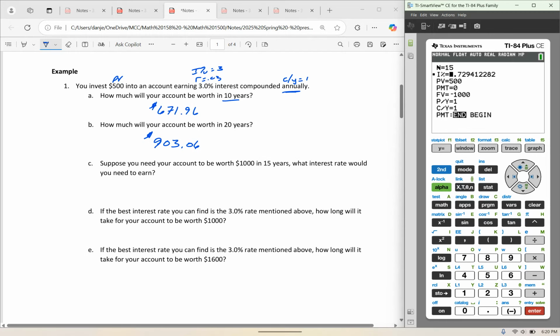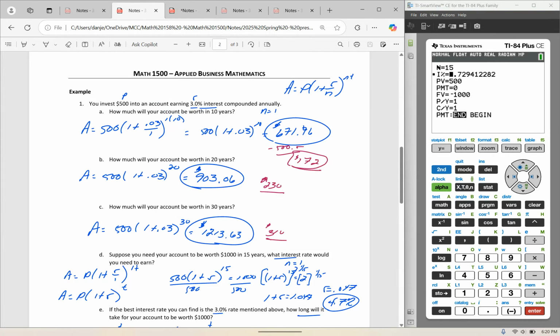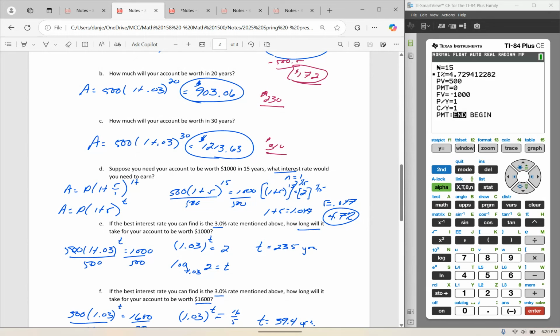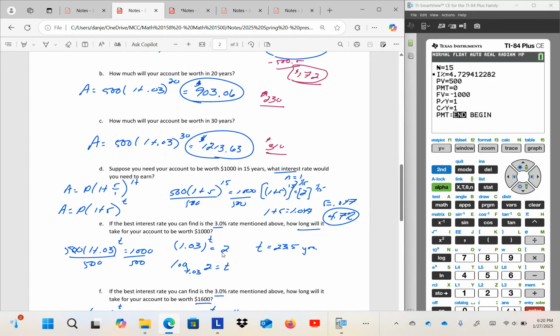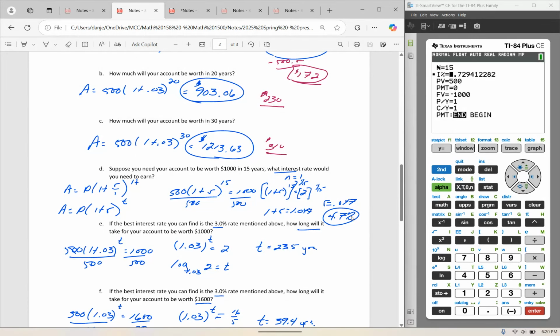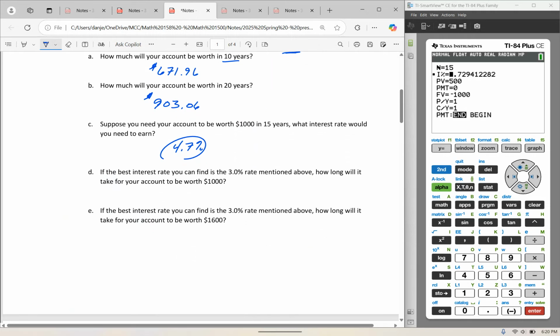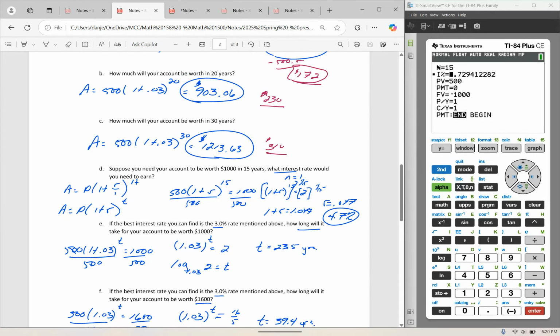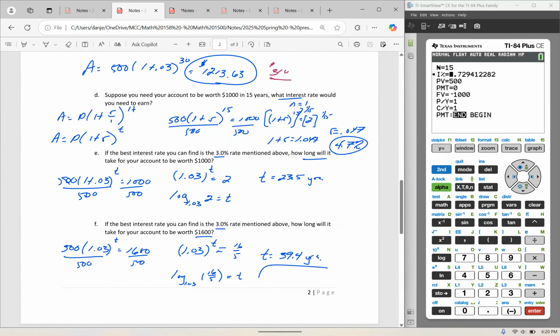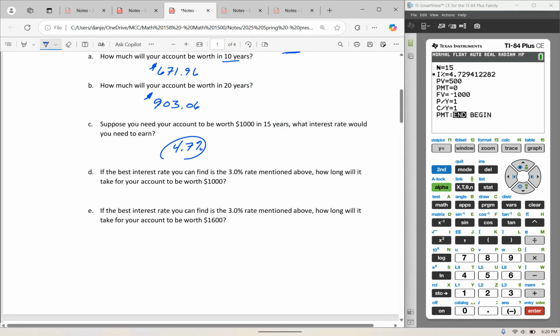The interest rate I'm going to need is 4.7%. Okay, we can check our notes again from last time. Same problem, but with all this math in the formula, but we still got the 4.7%. Again, the notes from last time, we had to use logarithms to solve for t to see how long things will take.